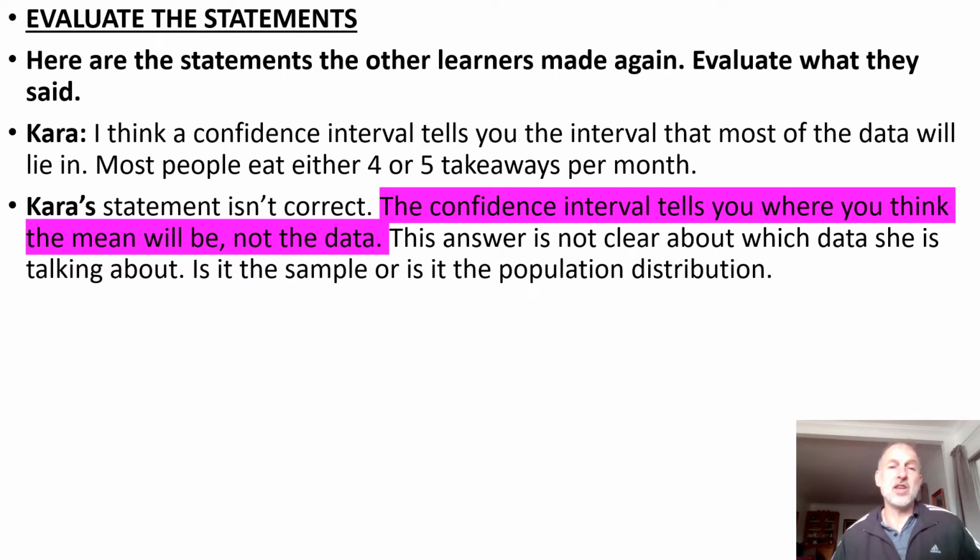Let's evaluate the statements. Kara said, I think a confidence interval tells you the interval that most of the data will lie in. Most people eat either 4 or 5 takeaways per month. People, Kara's statement is not correct. The confidence interval tells you where you think the mean will be, not the data. So it's all about the mean. This answer is not clear about which data she is talking about. Is it the sample or is it the population mean distribution that she's talking about?